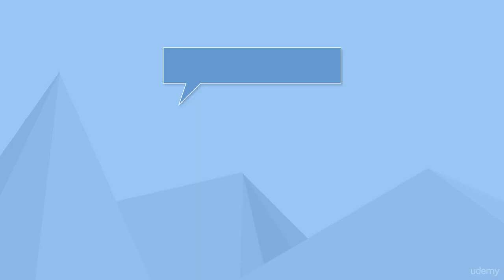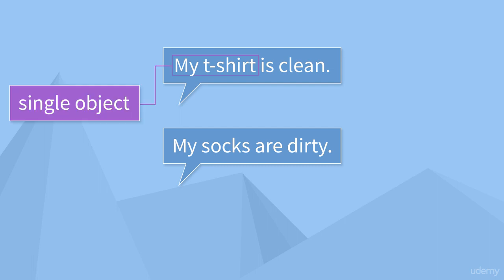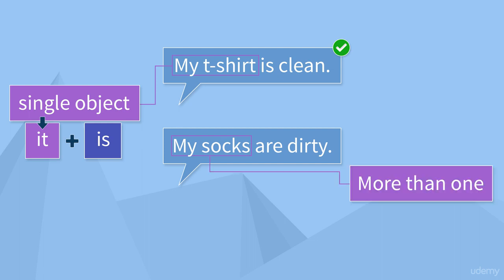If we look at some example sentences like "my t-shirt is clean" and "my socks are dirty," then we should be able to explain why one of the sentences uses to be in the form of is and the other uses are. In the first sentence, my t-shirt is clean, the subject, my t-shirt, is a single object. If we were to replace it with a pronoun, we would use it. And when the subject is it, be becomes is. Likewise, in the second sentence, the subject is my socks. Naturally, my socks are more than one, so the pronoun would have to be they. And when they is the subject, to be becomes are.